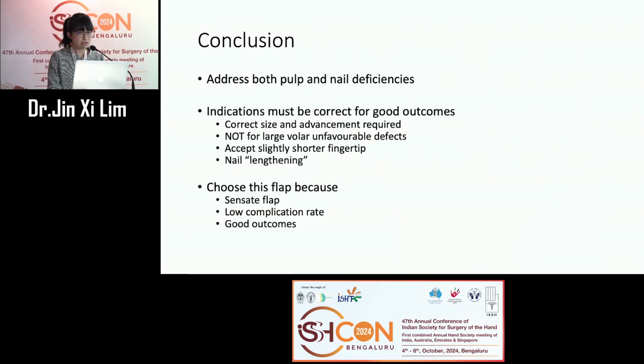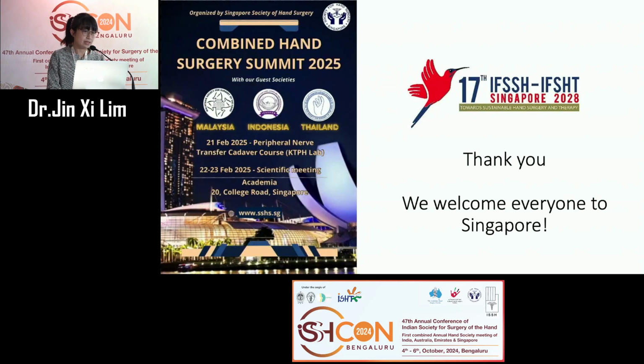In conclusion, we should address both pulp and nail deficiencies in order to reconstruct an aesthetically pleasing fingertip. Indications for flap coverage must be correct in order to minimize complications and maximize the outcomes. This flap is not for large volar unfavorable defects. If the defect is slightly volar unfavorable, I may choose to shorten the fingertip and lengthen the nail to avoid doing a cross-finger flap or reverse vascular island flap, because this flap gives good sensation, low complication rate, and good outcomes. Thank you.